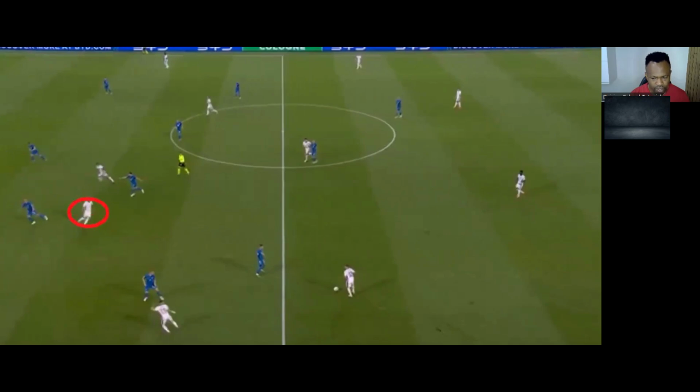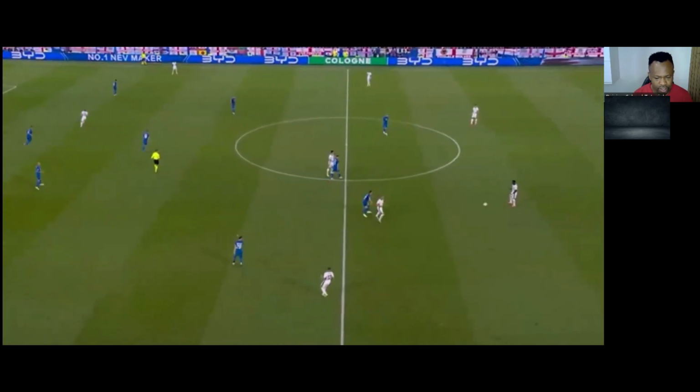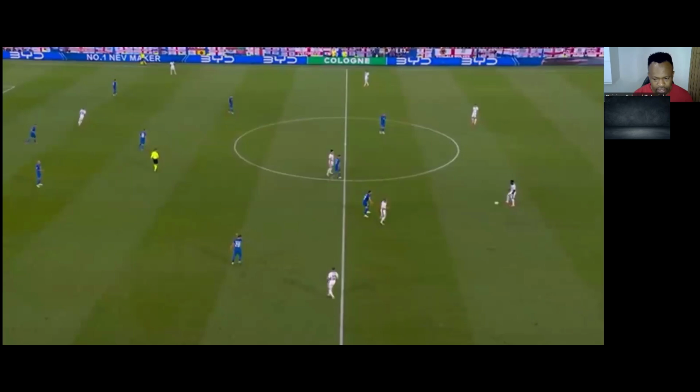Now, what is Harry Kane doing here? You can see Harry Kane is moving deep to take the ball. Look at where Harry Kane is, so deep to take the ball.